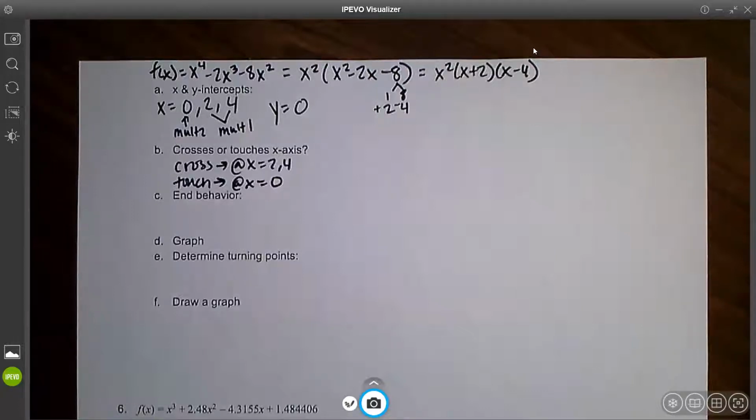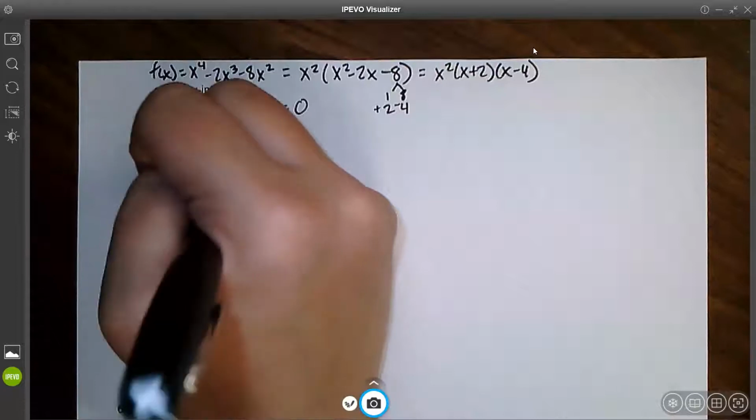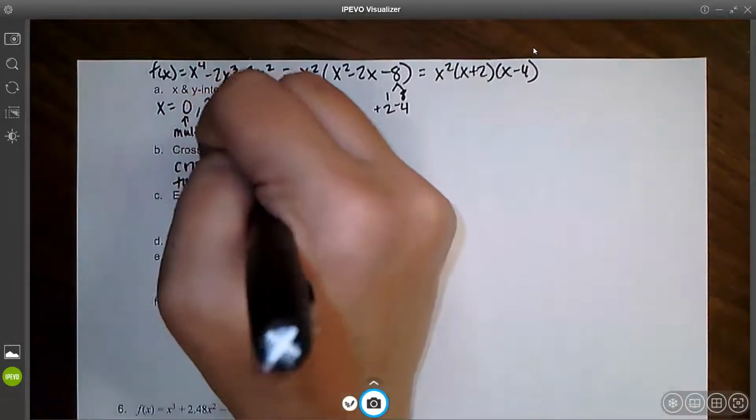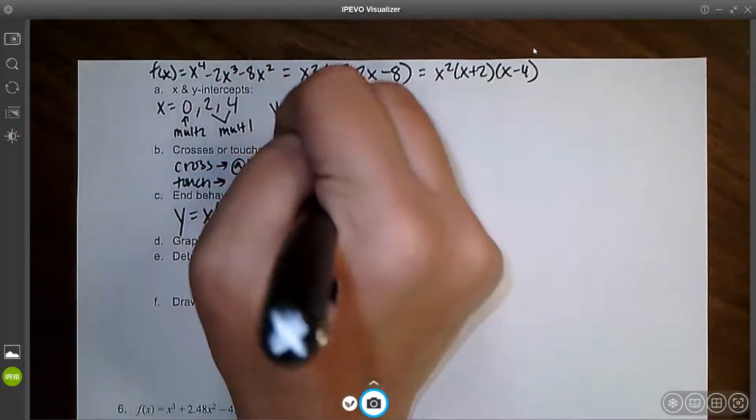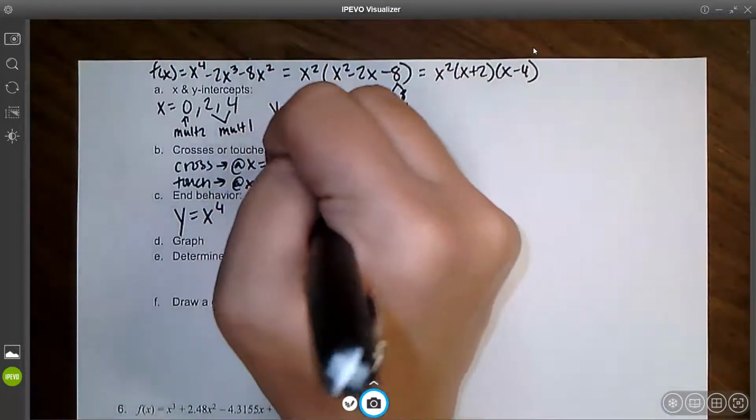Your end behavior, all it is asking you for with this is going to be your leading coefficient and your highest power, your x with your highest power. So this is going to resemble x to the 4th. We just want to know the power function that your polynomial resembles.